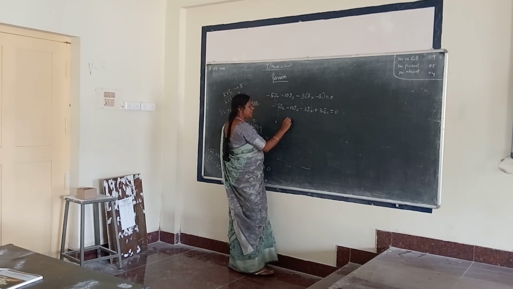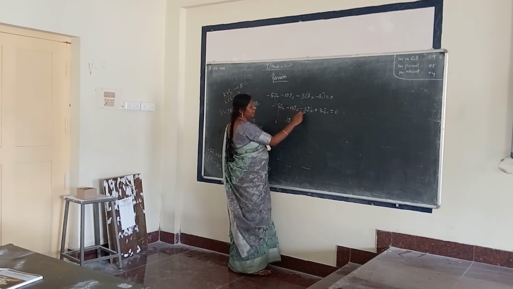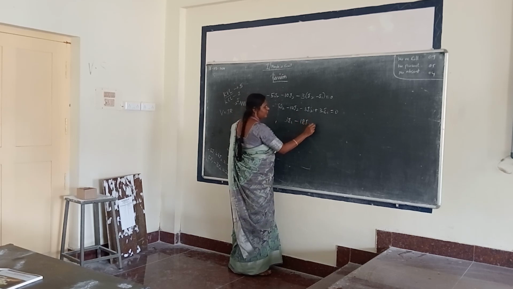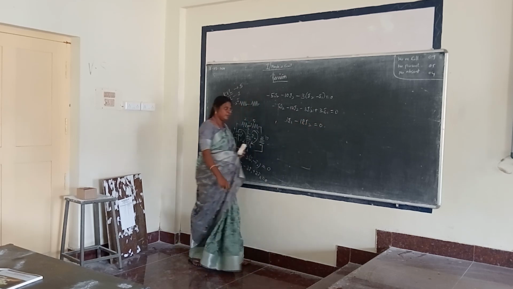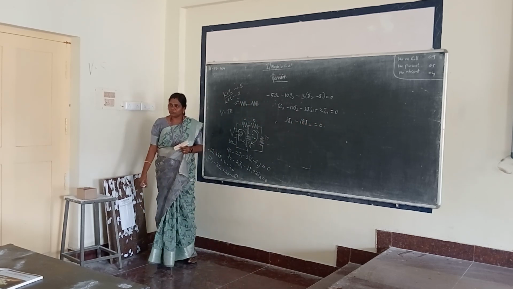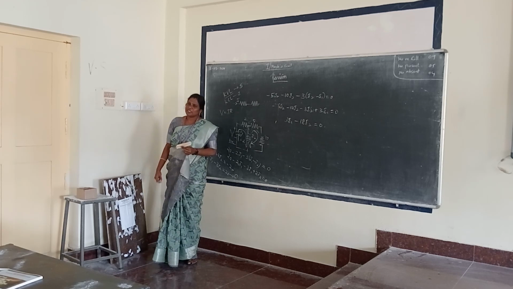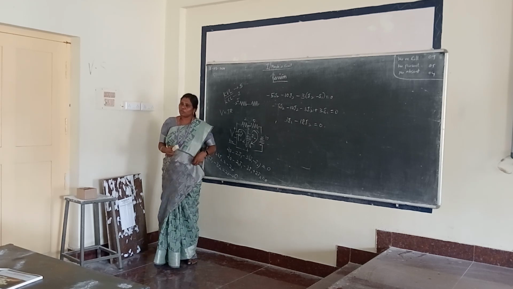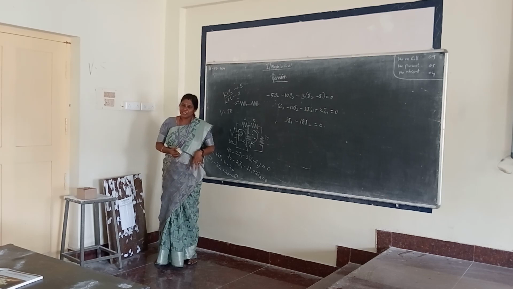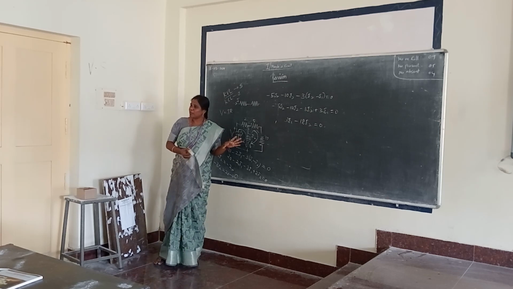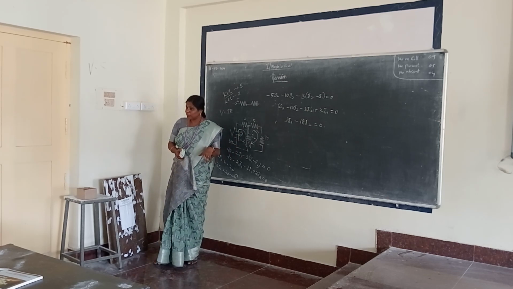So 3I1 minus 18I2 is equal to 0. That is your equation. Now we can use Cramer's rule or the normal solution method. With only 2 loops, you can go with the normal solution method. If I have one more loop, then there will be 3 unknown currents, and then you need to go with Cramer's rule.